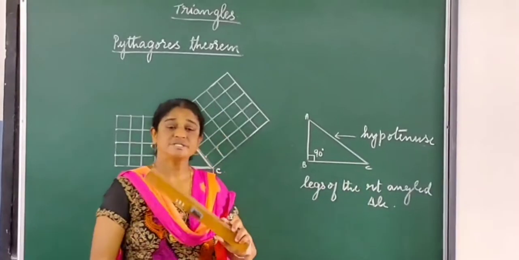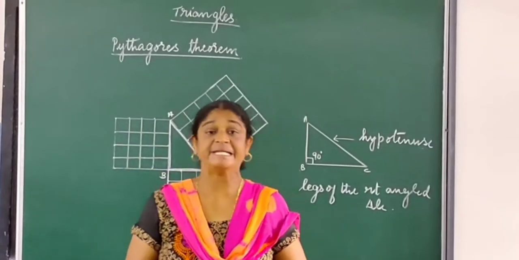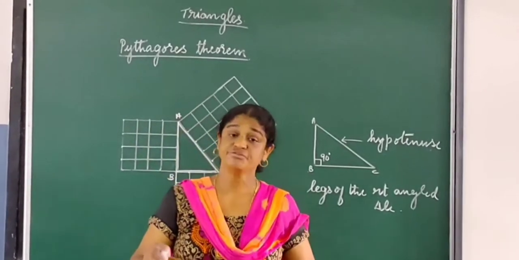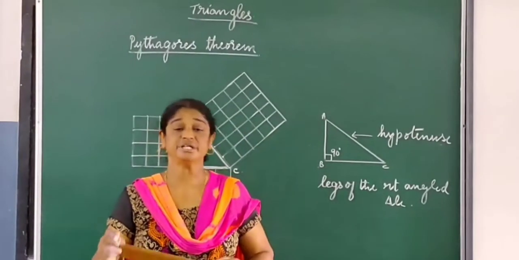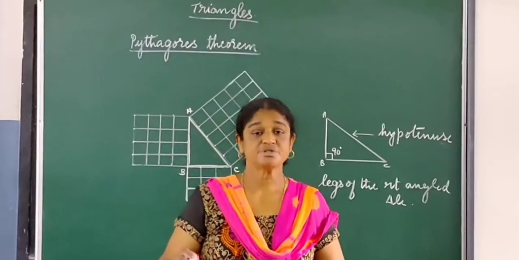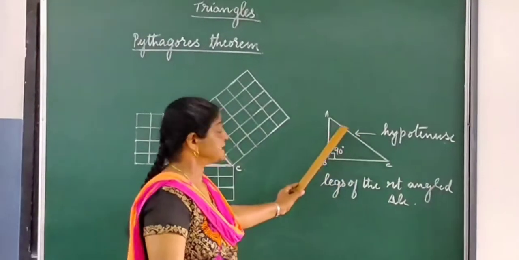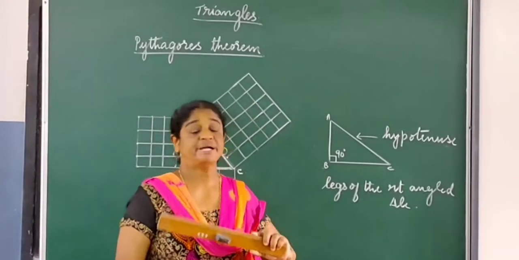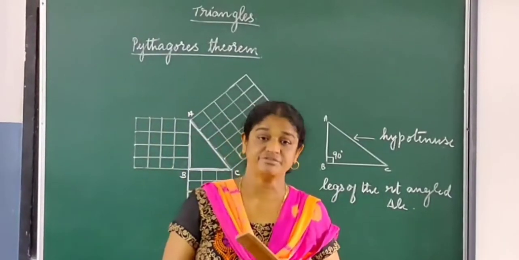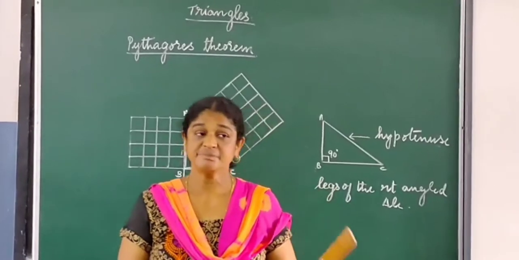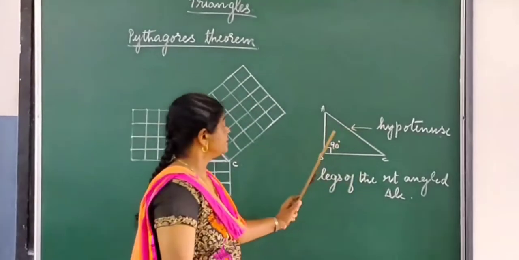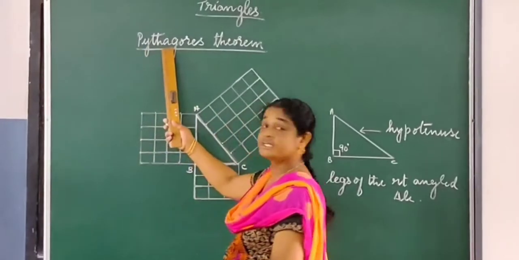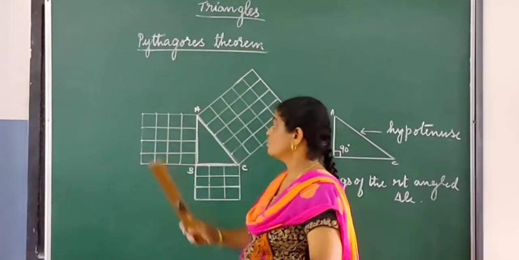Now, there was a Greek philosopher by name Pythagoras. He found out a very important and useful concept relating to right angle triangles. So today we are going to learn about this Pythagoras theorem. It is named after him because he found out something very important regarding the right angle triangle, and so the theorem is called Pythagoras theorem. Now we see what it is.